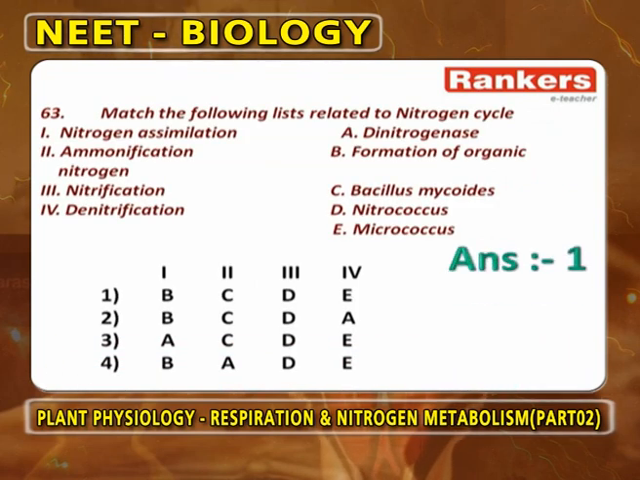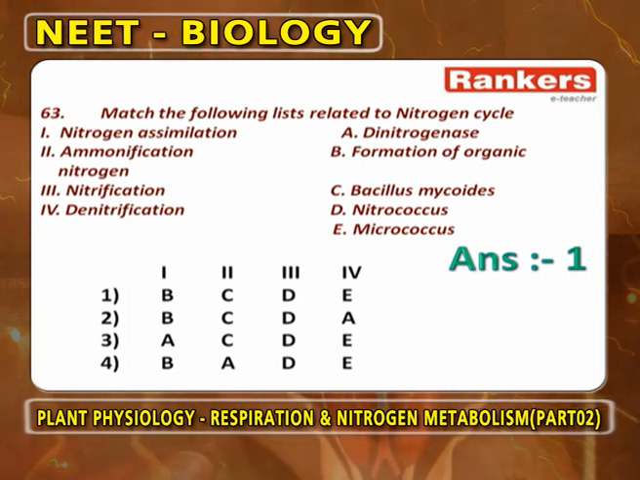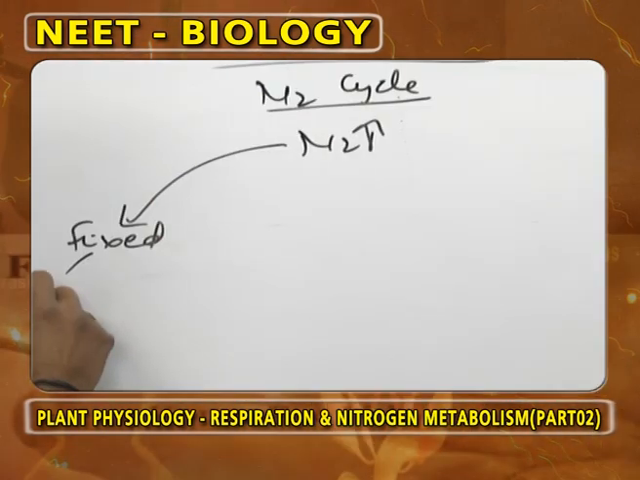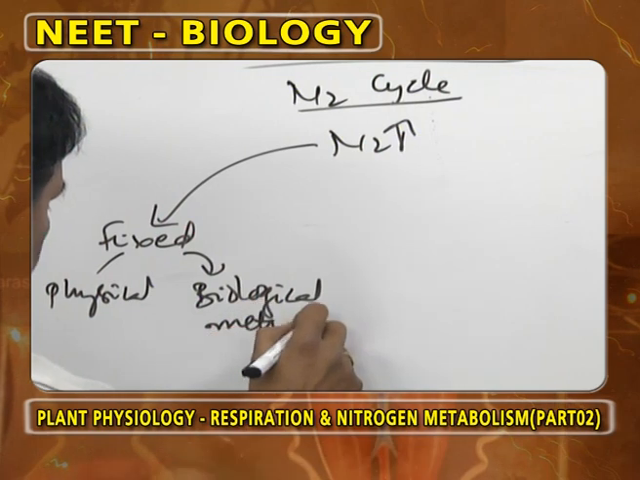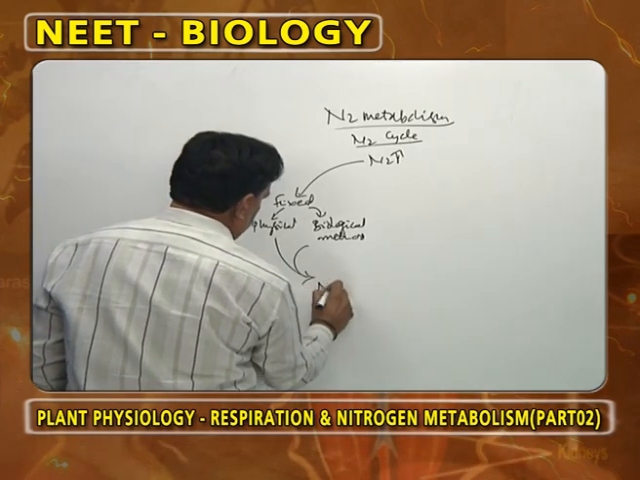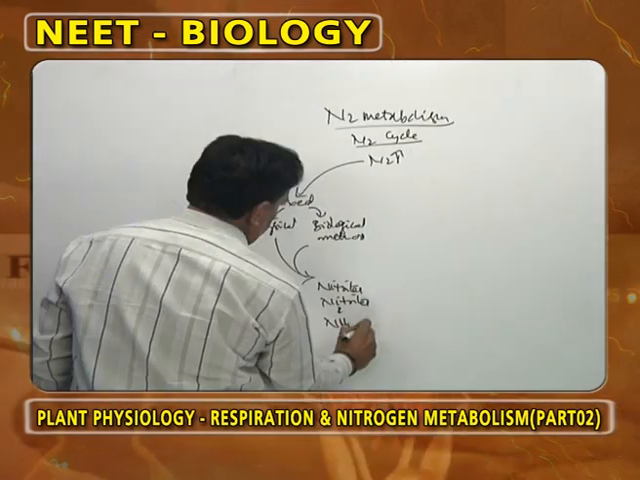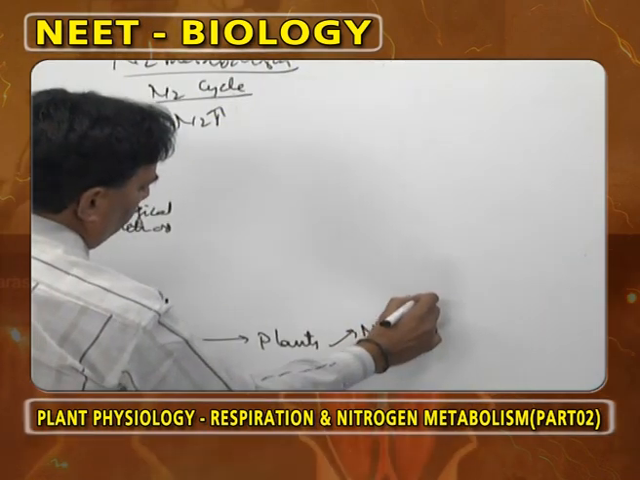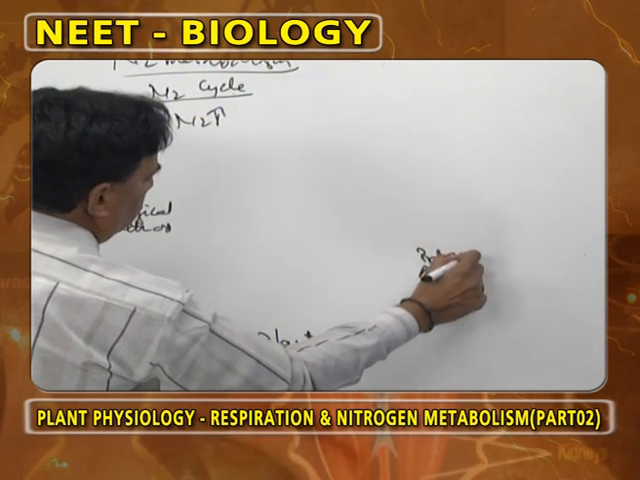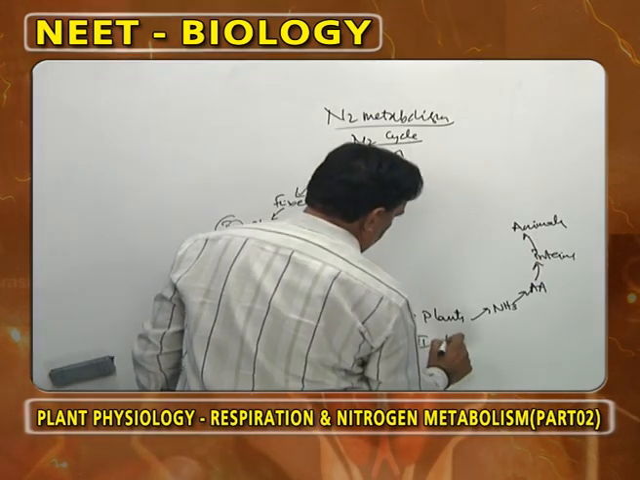This is a tabular form. Match the following list related to the nitrogen cycle. What is the nitrogen cycle? Molecular nitrogen is fixed in the soil either by physical methods or by biological methods. This is fixation. How are they fixed? As nitrites and ammonium ions. These are taken by plants. They convert into ammonia. Ammonia converts into amino acids. Amino acids into proteins. Proteins are taken up by animals. So this is nitrogen fixation, and this is nitrogen assimilation.